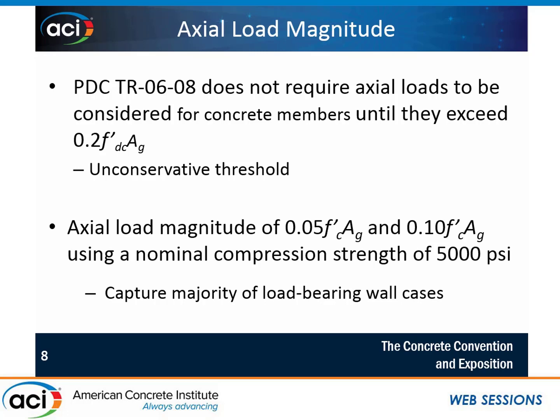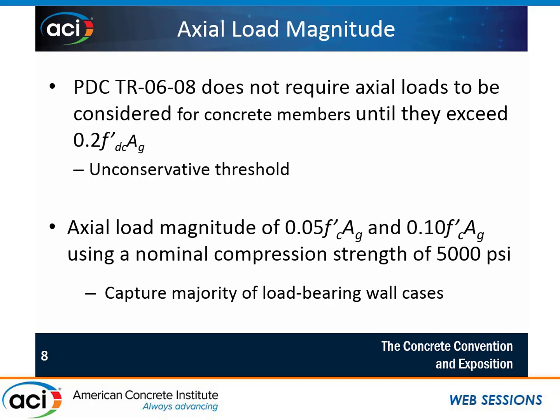One thing I want to touch on is the axial load magnitude. The table that I previously showed for the reinforced concrete response limits, really you don't have to start taking into account compression effects until you get to 20% of your gross axial capacity. That's an extremely high number, something that I think needs to be brought down a lot, and it's very unconservative, particularly for architectural panels that we're looking at.